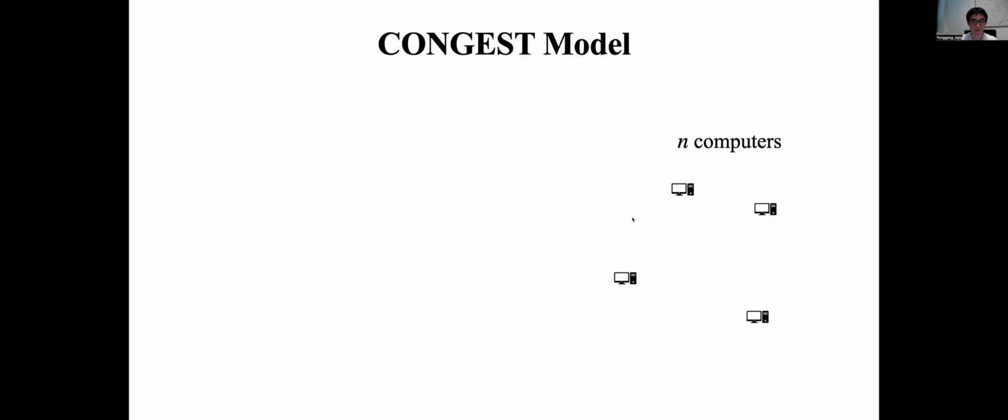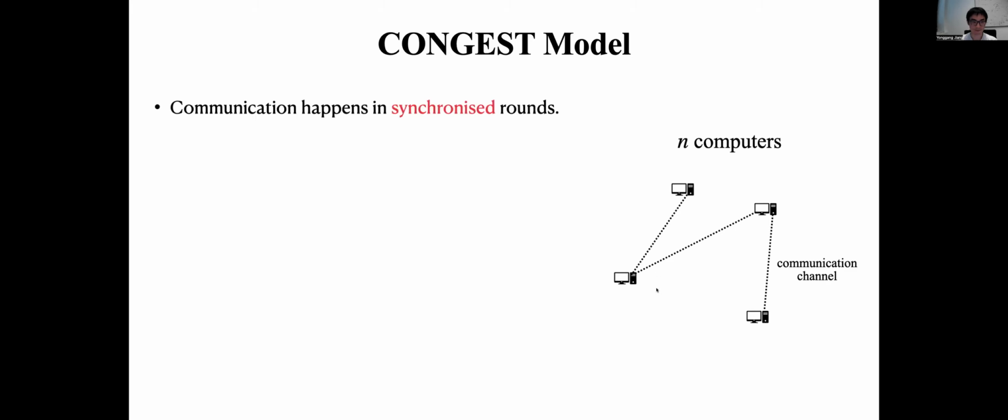Let me first introduce the computation model. We're using the CONGEST model, so there are n computers. Each computer has its own private memory space, and there are some communication channels connecting some pairs of the computers. This is formalized as an undirected graph, where each node initially only knows the information of adjacent edges. And the communication happens in synchronized rounds.